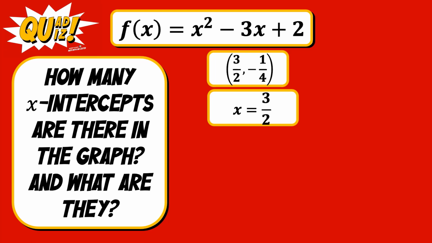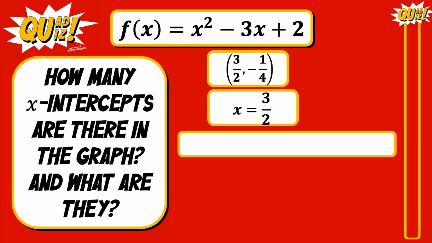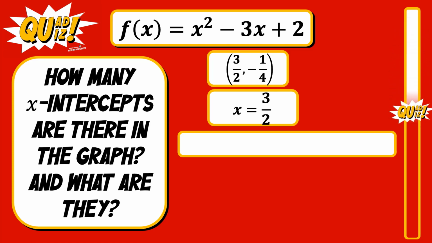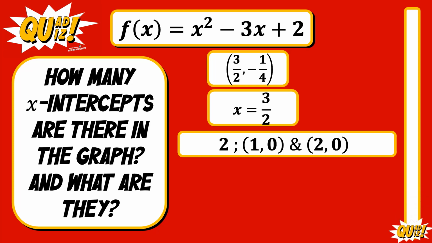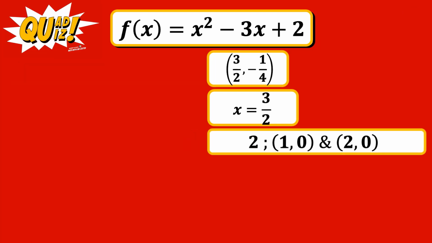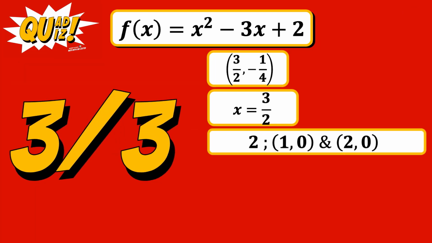And for the third question, how many x-intercepts are there in the given graph and what are they? The correct answer, we have 2 intercepts at (1, 0) and (2, 0). Did you get 3/3? If not, please continue viewing this video.